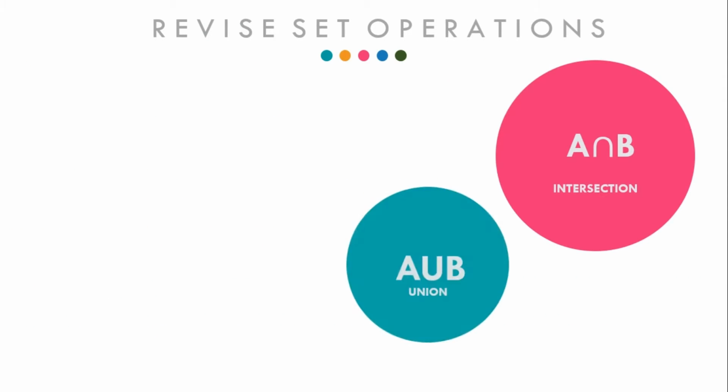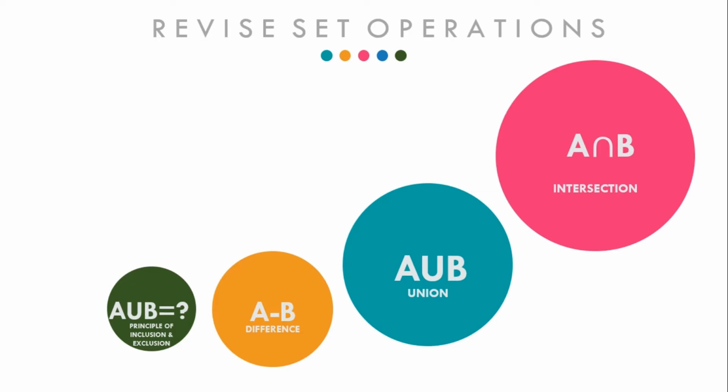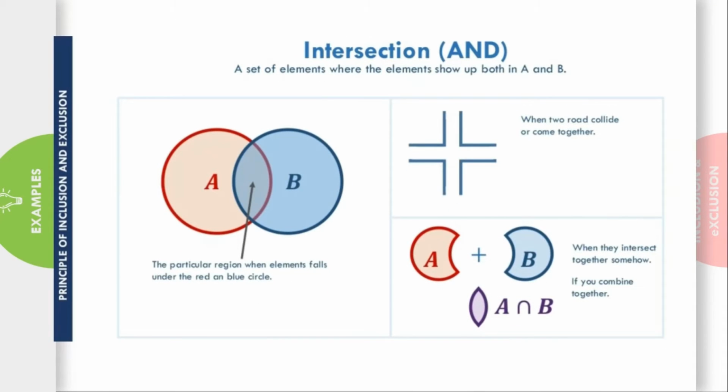Just revise set operations. We have learned intersection, union and difference. Based on this, we introduced a new formula for A union B, and that is also called the principle of inclusion and exclusion. So what is the intersection? Two sets, set A and B, can be intersected. Intersection is just the common portion lying between set A and set B, which is common inside the two sets. That can be visualized as this portion.